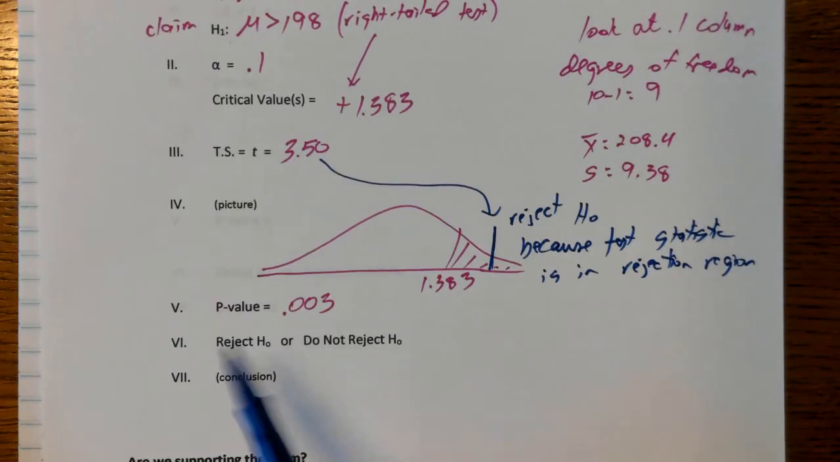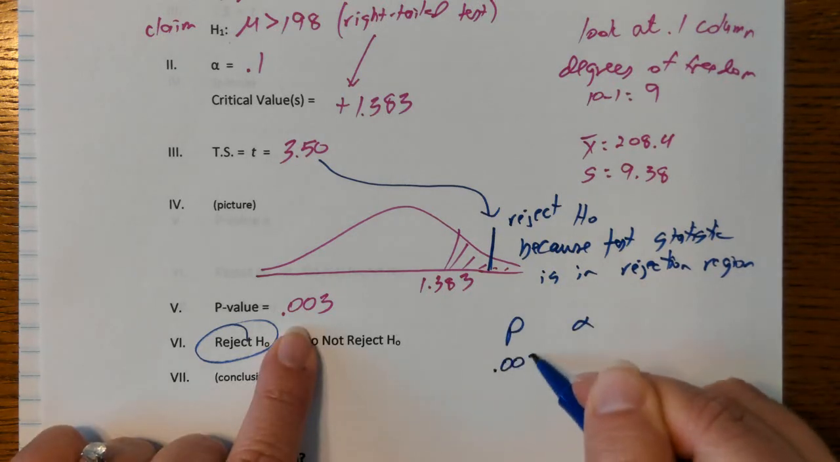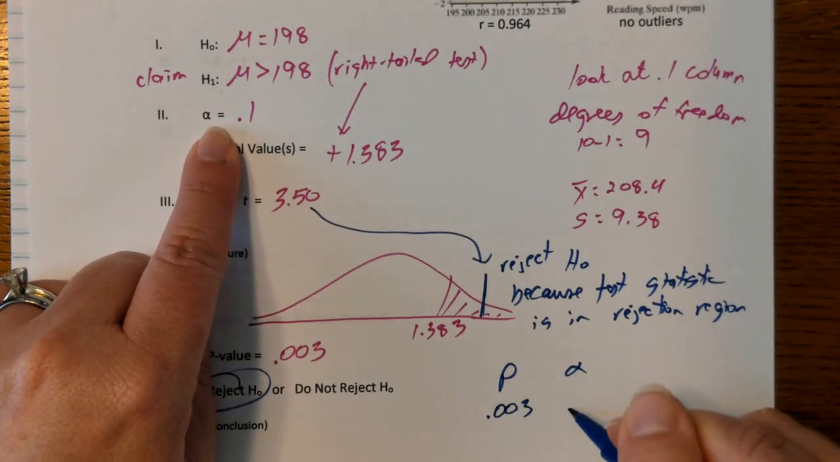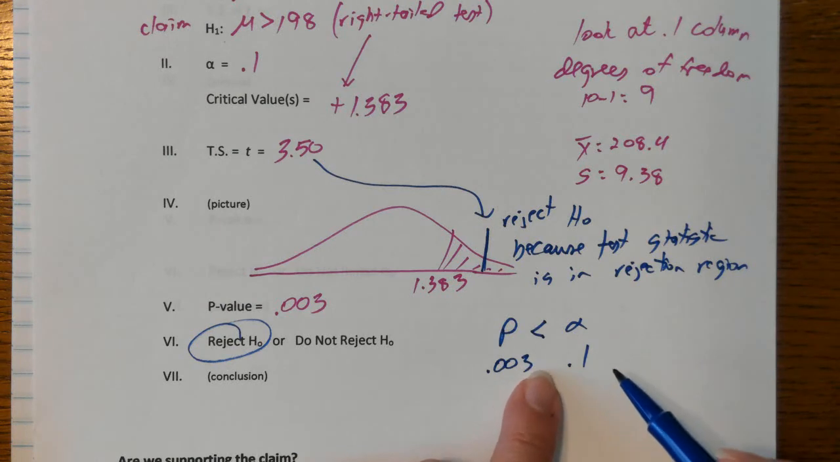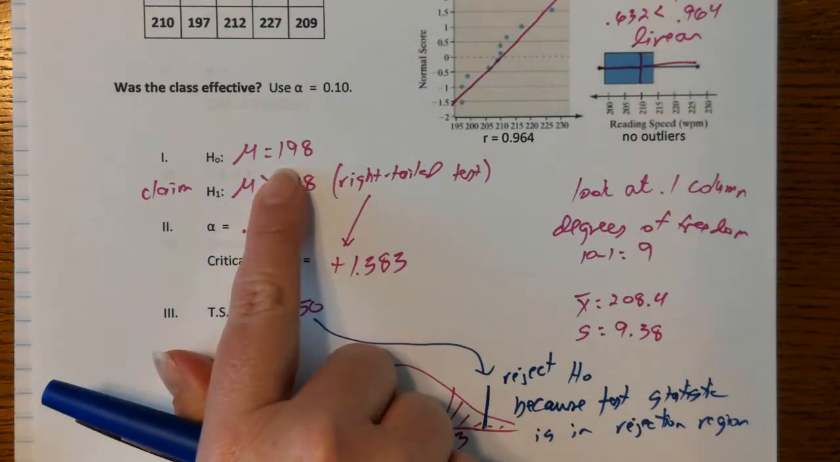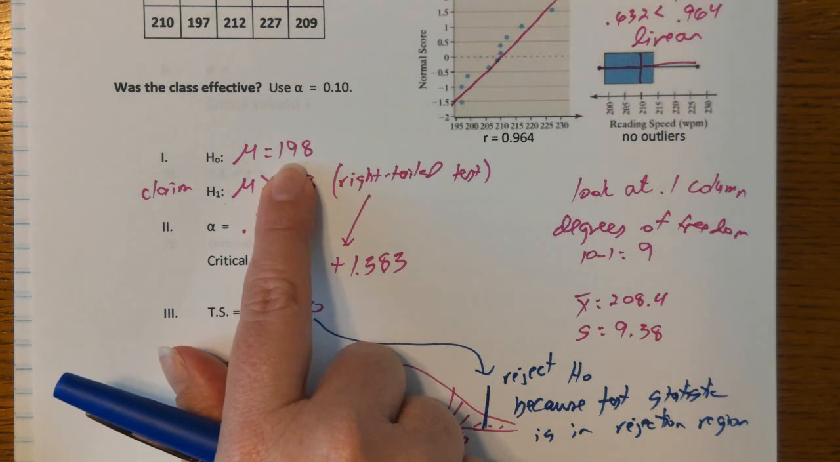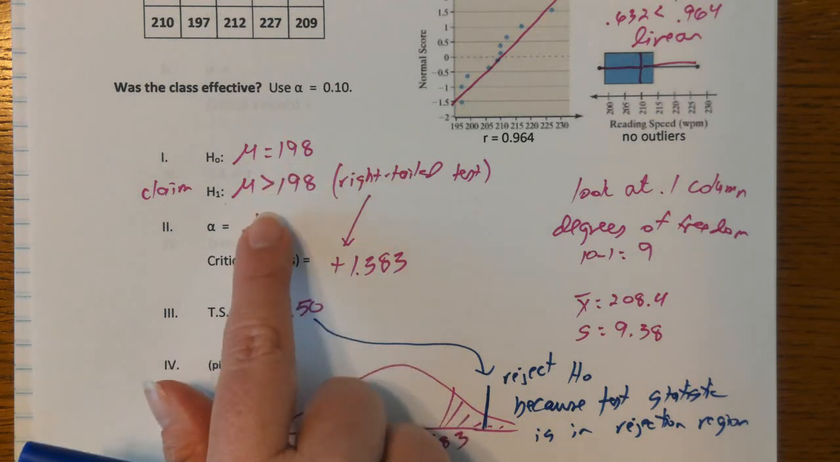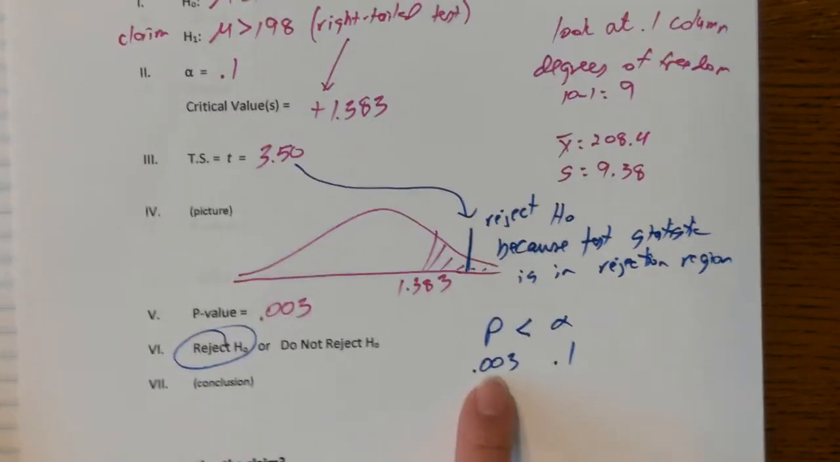So we are going to reject. Our test statistic was in the rejection region. We are going to reject. Another way to think about it is to compare your p-value to alpha. Our p-value was 0.003. Our alpha was 0.1. That p-value is lower than alpha. It is less than alpha. It is smaller. That means that if the mean really is 198 words, that this class should make you read, then the probability of him having greater than 198 for a sample mean is only 0.003.